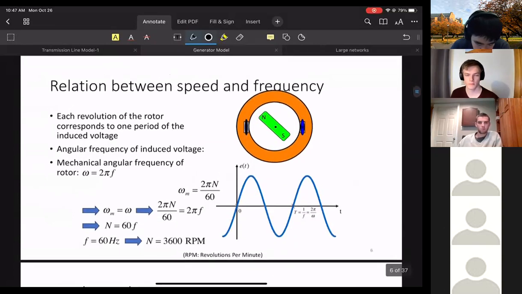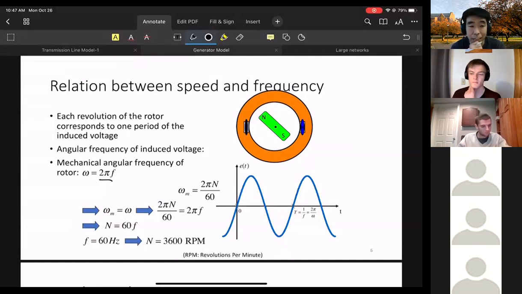Right, so this slide repeats the calculation. Basically, we want an angular frequency of 2 pi f, and that turns into a time domain frequency of 3600 RPM, revolutions per minute. But turning at 60 Hertz is sometimes fast, right? So 3600 RPM is fast, especially if you have a big generator.